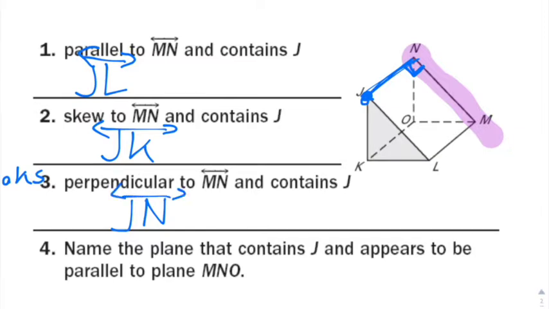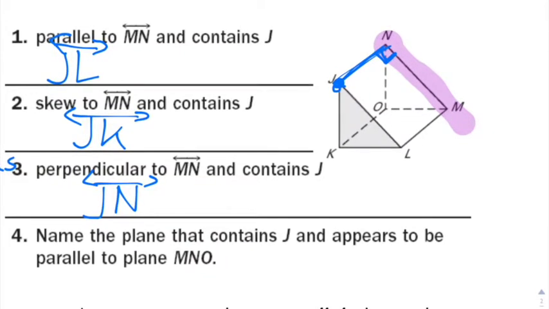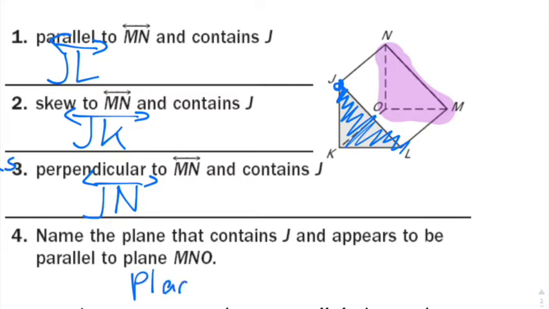And then name the plane that contains J and appears to be parallel to plane MNO. So that looks like that's the back face right here, if y'all kind of look at that. So parallel to that plane right there and contains J. So that looks like it's going to be this side face right here. So we can say that that is plane JKL.